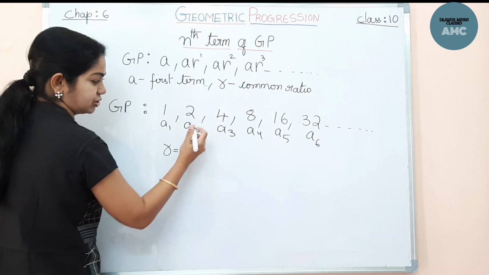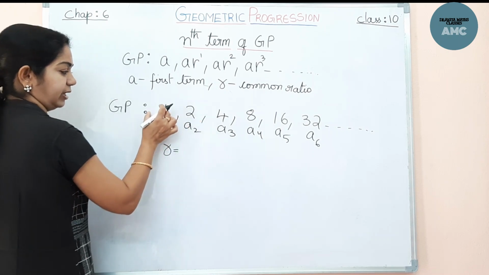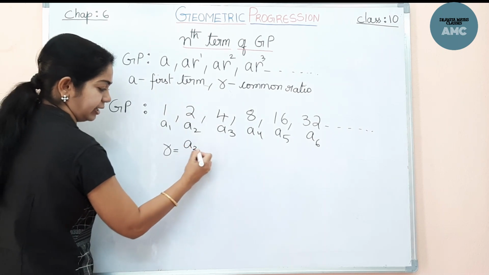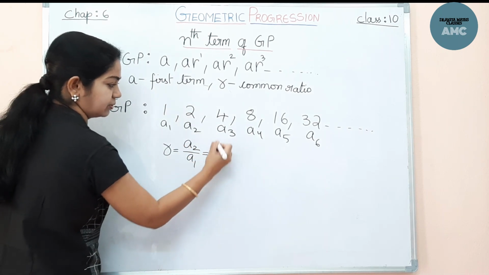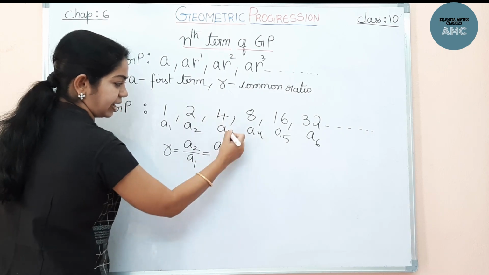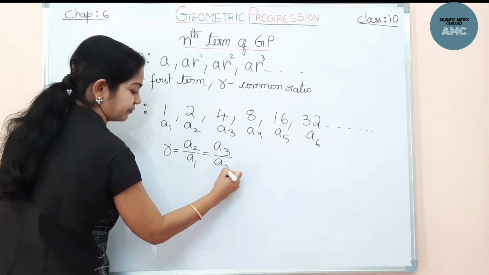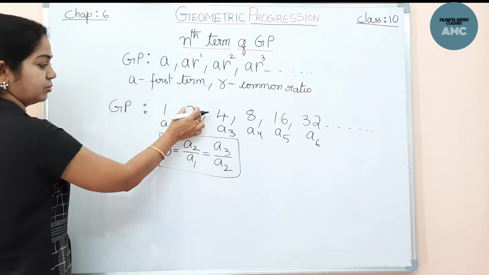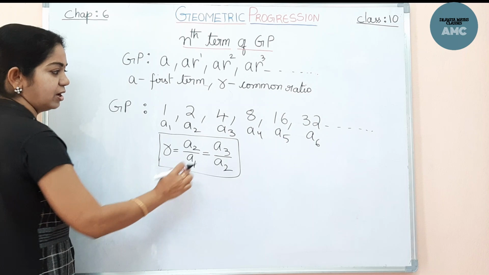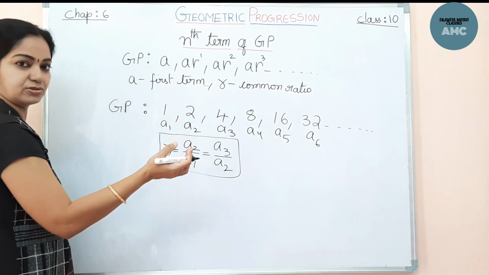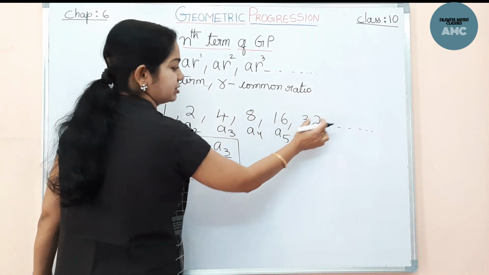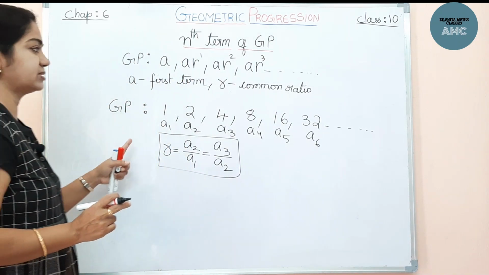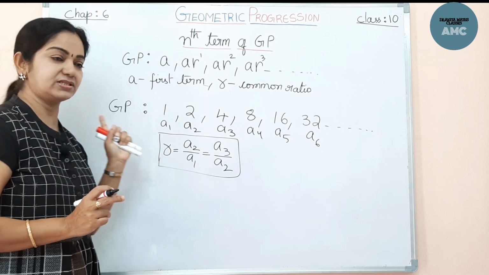That means the ratio of A2 by A1, the succeeding and the preceding term, should be equal to A3 by A2. This is the common ratio. If you want to check it, 2 divided by 1 comes to 2, and 4 divided by 2 comes to 2. So 2 is the constant ratio throughout the series. So this is an example of GP. All this we have completed in our previous session.